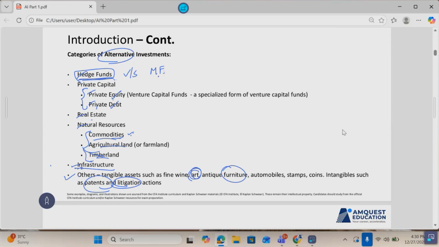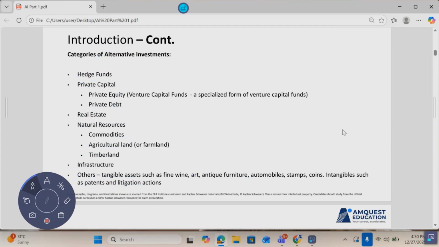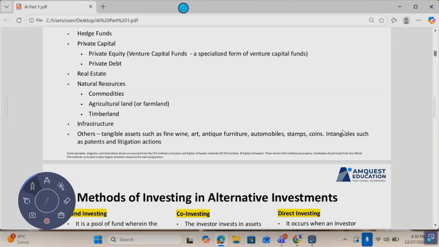Here, hedge funds, private, everything private and not public. Public is traditional, private is alternative. Right. So let's continue, guys.